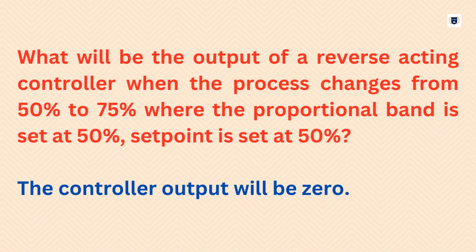What will be the output of a reverse-acting controller when the process changes from 50% to 75%, where the proportional band is set at 50% and the set point is set at 50%? The controller output will be 0.